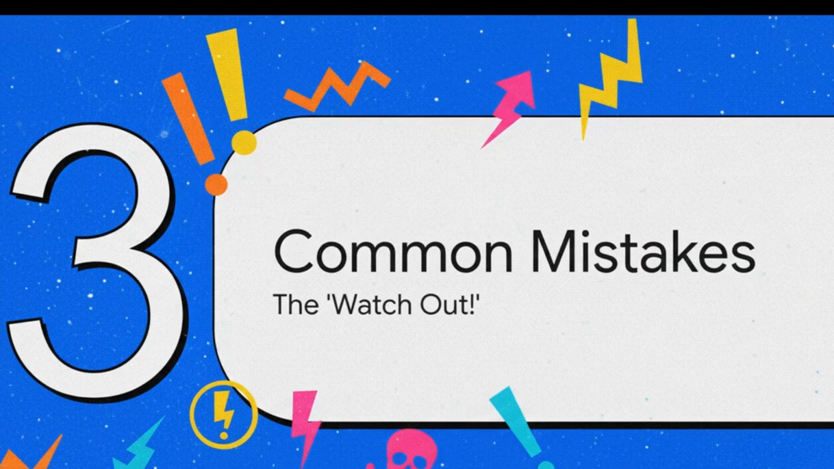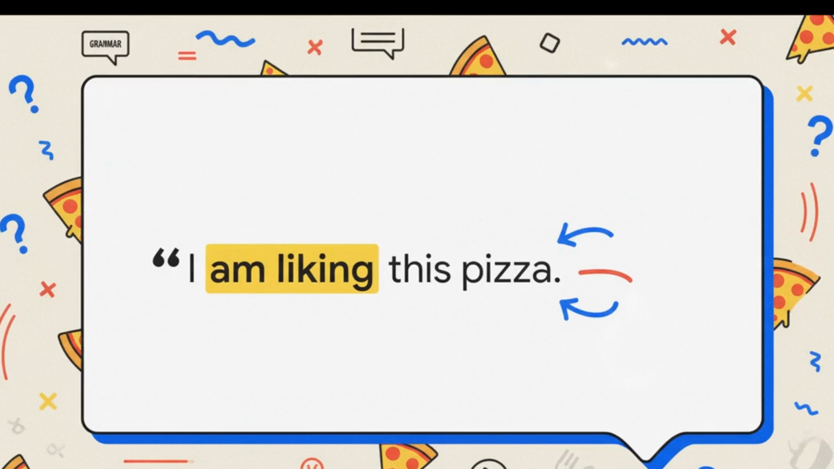Okay, listen up, because this next part is super important. We're gonna go over the most common mistakes people make so you can totally sidestep them. Think of this as the watch out section. Okay, so look at this sentence. I am liking this pizza. Does that sound completely right to you? I mean, you definitely hear people say it, but grammatically, it's actually a classic mistake.